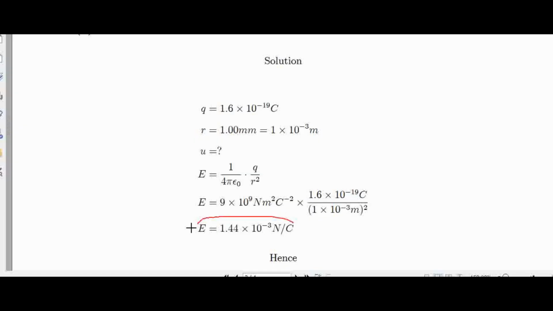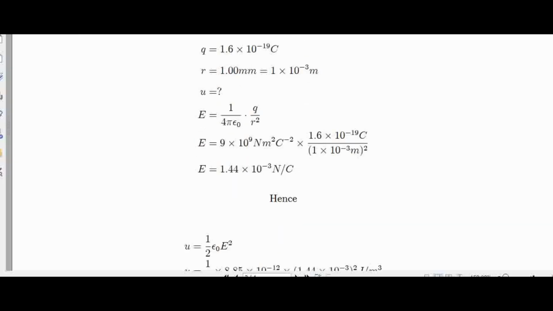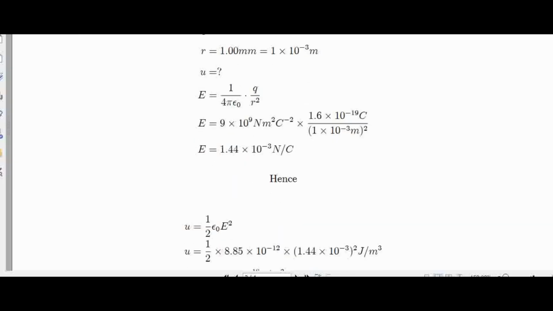So we now find the energy density at this distance. We know that the formula for energy density is u is equal to half epsilon0 E square. We know E, so this value of E will be plugged in here.